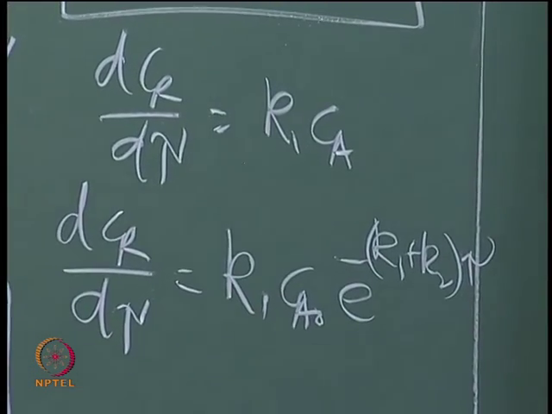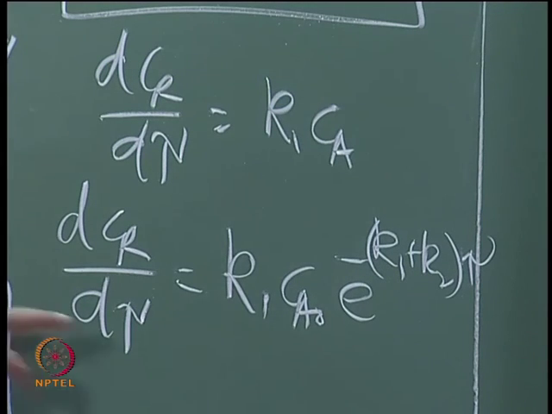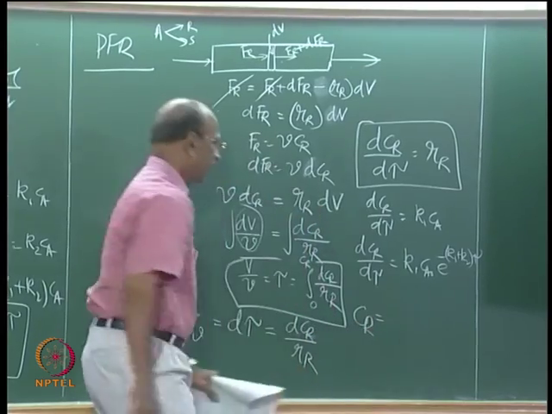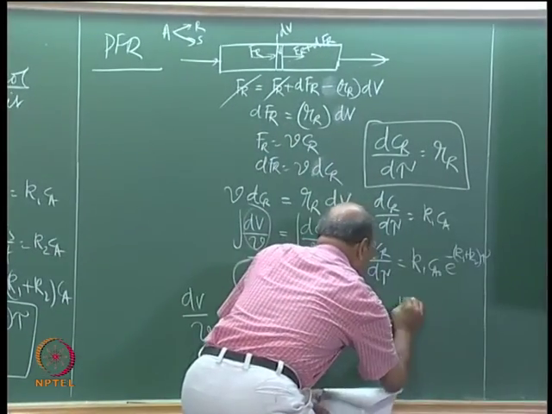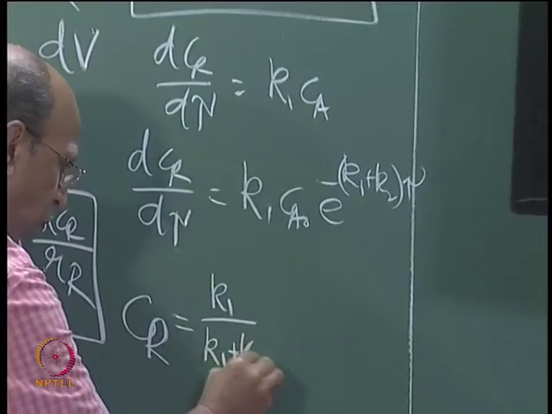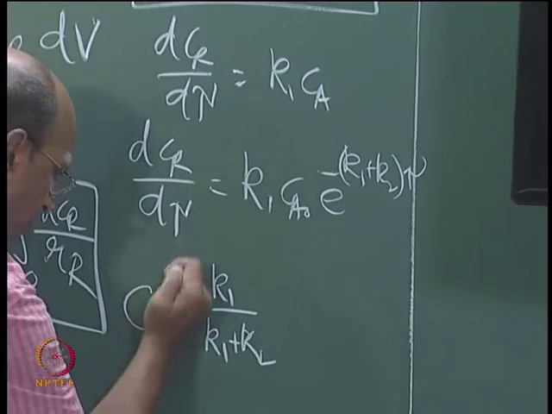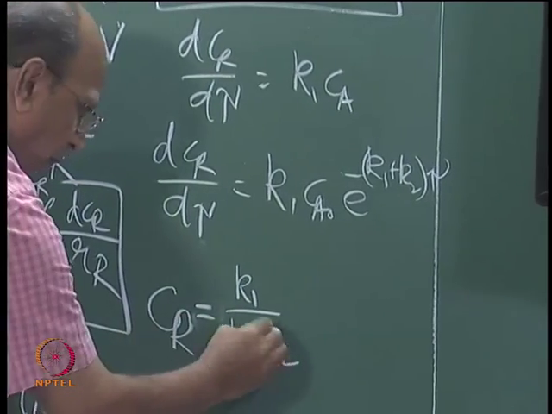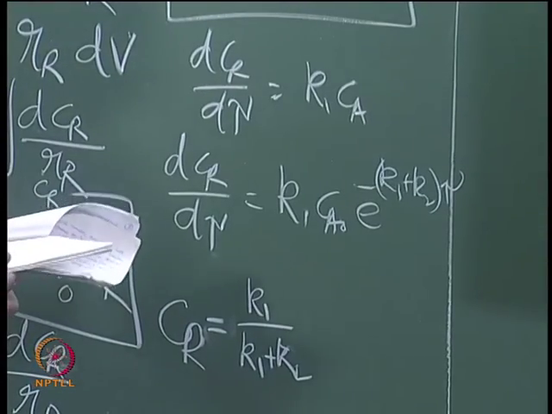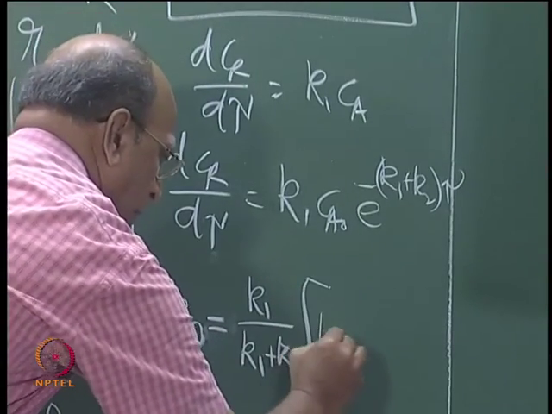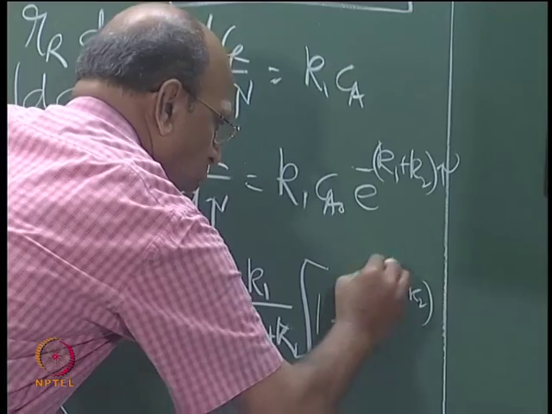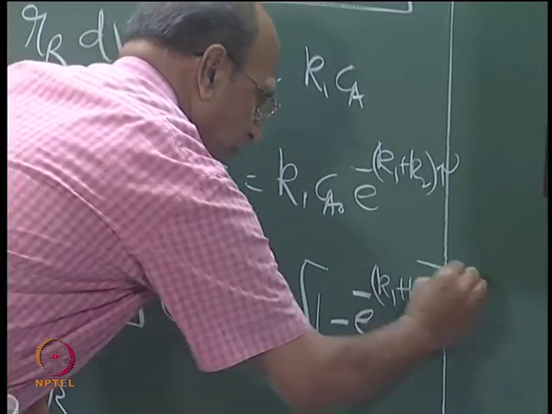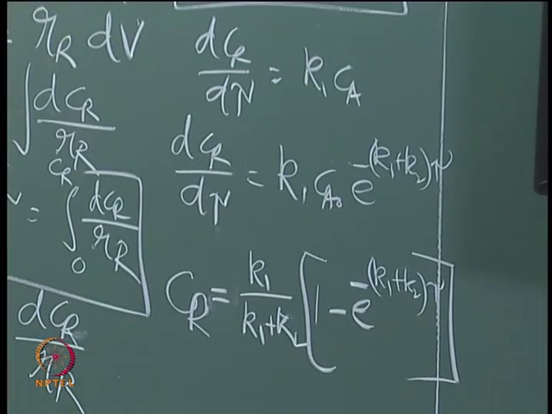This is integrable, correct? Because here I have tau, and this side also I have tau. So now you find out CR by integrating. So that you will get K1 plus K2, this is 1 minus e power minus (K1 plus K2) into tau. Are you able to see, or shall I write somewhere, shall I write here?